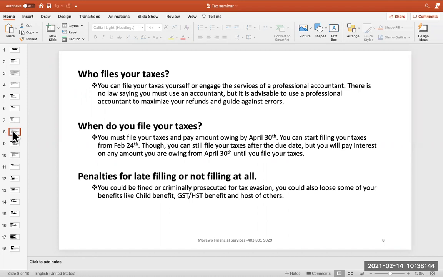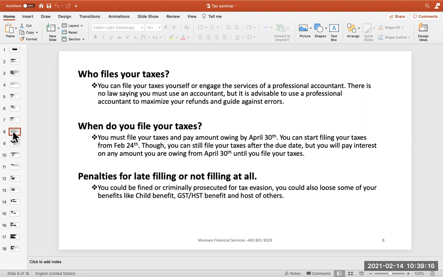Then the next question is, who files your taxes? Well, you can file your taxes yourself or engage the services of a professional accountant. There is no law saying you must use an accountant, but it is advisable to use a professional accountant to maximize your refunds and guard against errors. That is why we are here to help you through it.